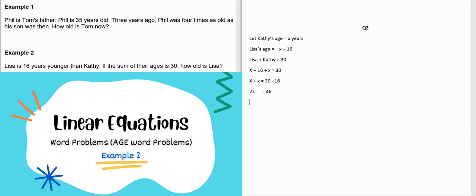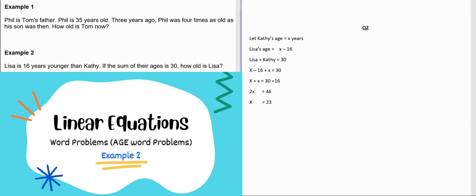We are going to divide both sides by 2, the left hand side by 2 and the right hand side by 2. So 2x divided by 2 gives us x, and 46 divided by 2 gives us 23. So x is 23. In other words, Kathy is 23 years old.